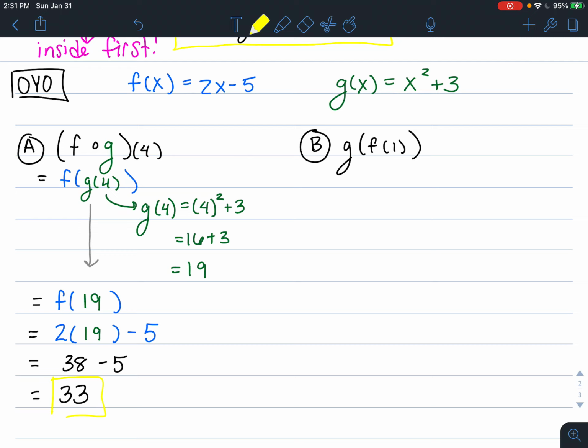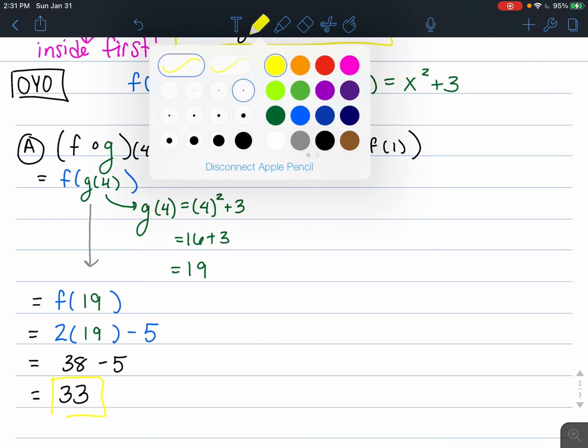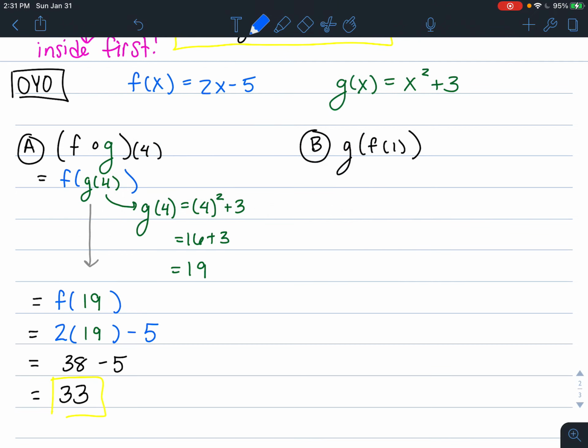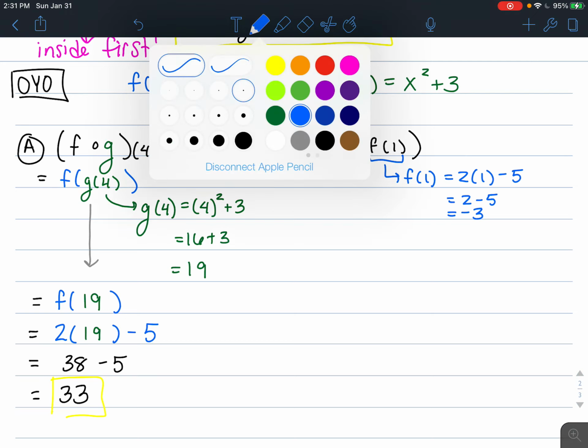Right? And the second one, the functions are just switched, and I have a different x value. So I want to do this one first. So f of 1 equals 2 times 1 minus 5. So that's 2 minus 5, and that's negative 3.